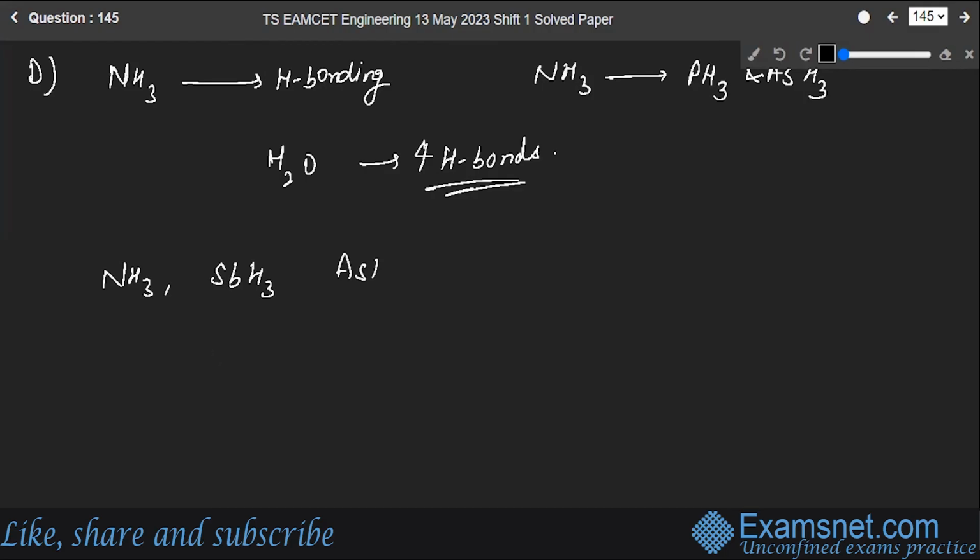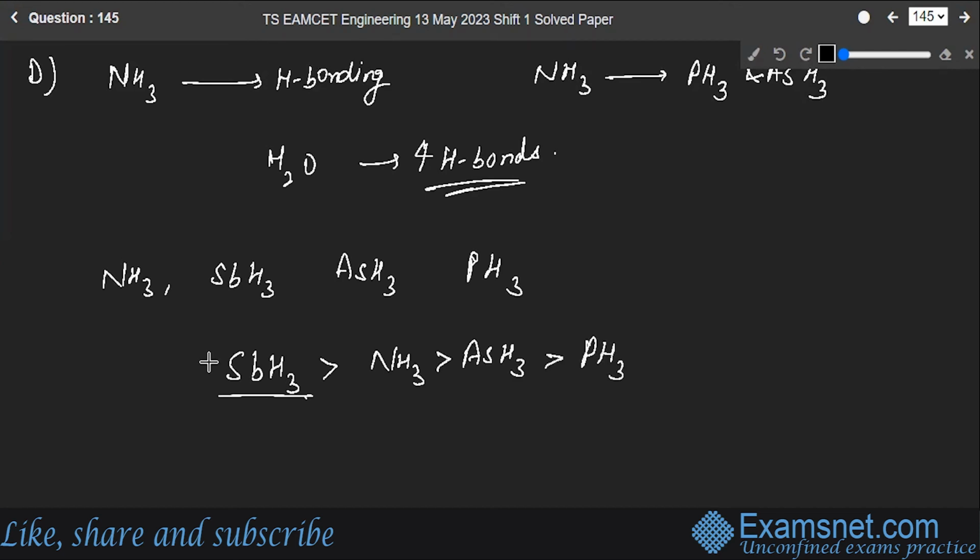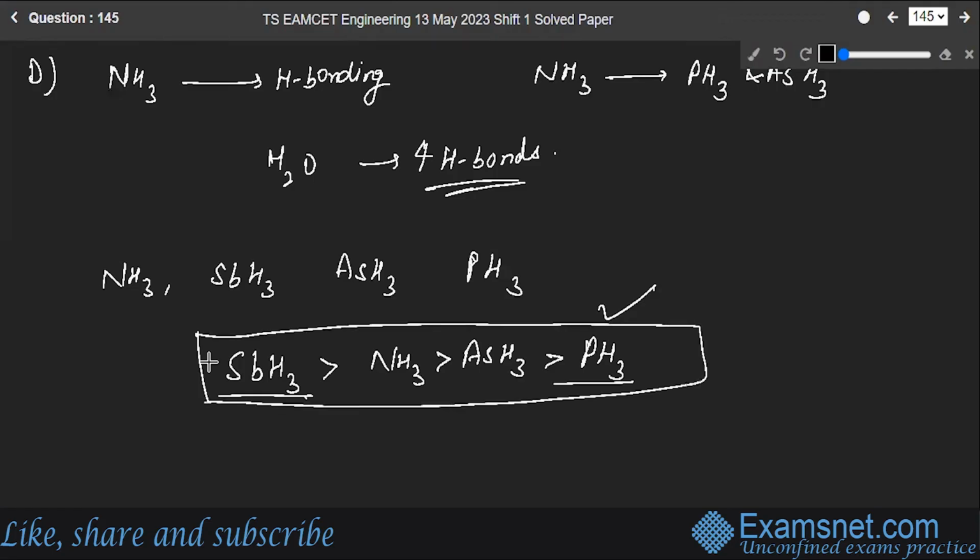AsH3 and PH3. The correct order over here is: water has the highest boiling point, followed by ammonia, followed by arsenic hydride, followed by PH3. This is having the least because there is no hydrogen bonding present over here, and only weak covalent bonds and attraction forces are there. So the boiling point correct order is this.